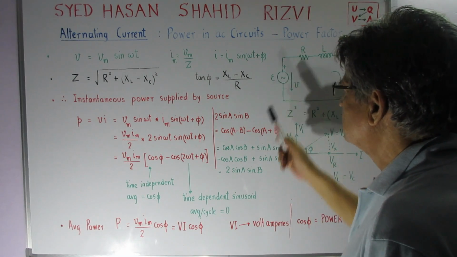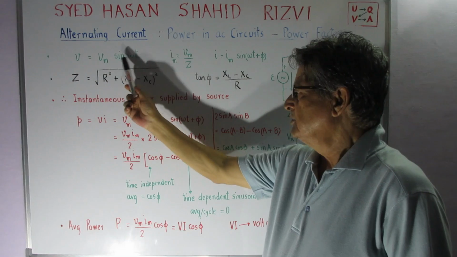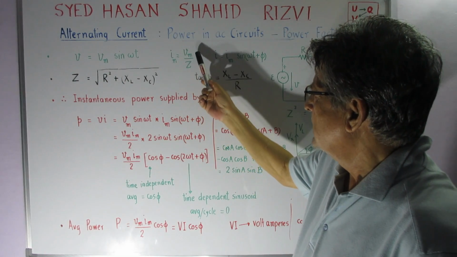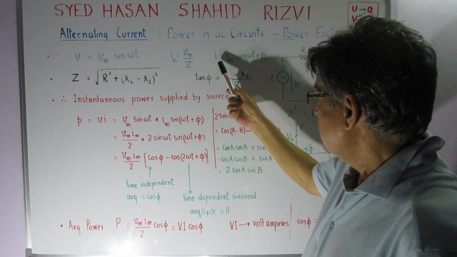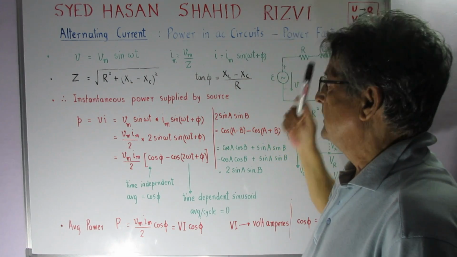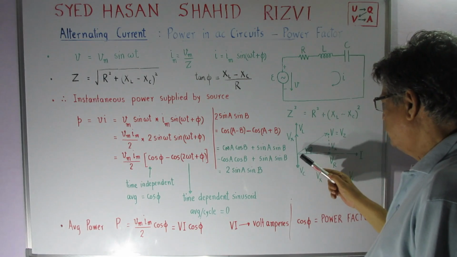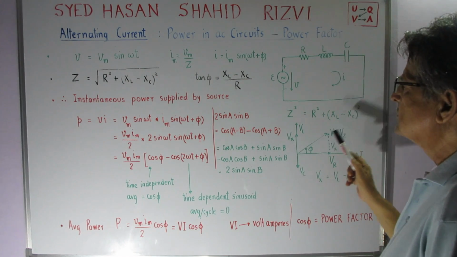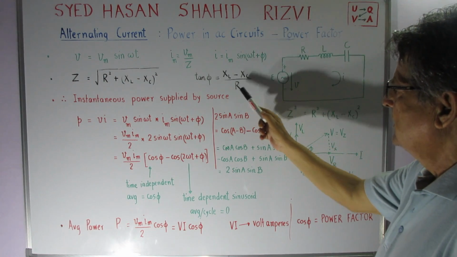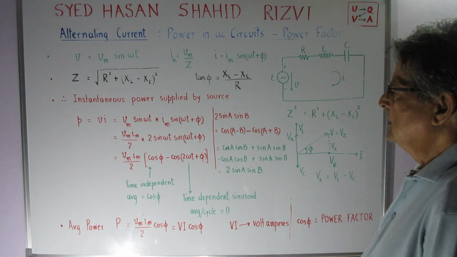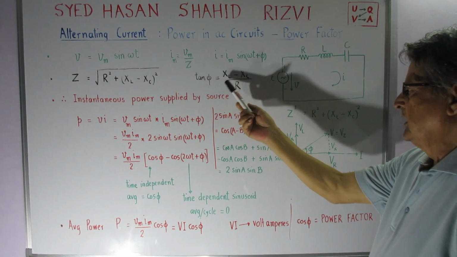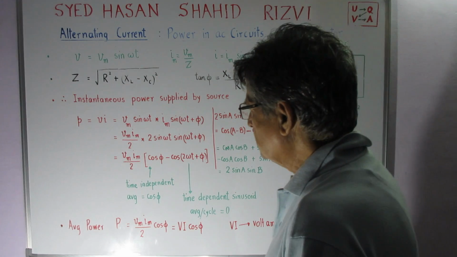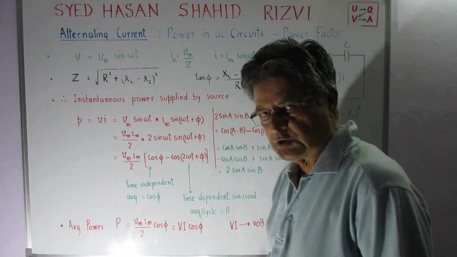So V is equal to Vm sin of omega t as we have been taking, and Im will be equal to Vm upon Z, where I is Im sin of (omega t plus phi), where tan of phi can be given as Vx upon VR, so that becomes equal to (XL minus XC) divided by R, and phi becomes equal to the tan inverse of this quantity. Okay, so let us examine what is the instantaneous power supplied by the source.